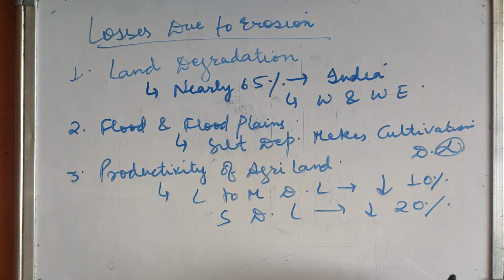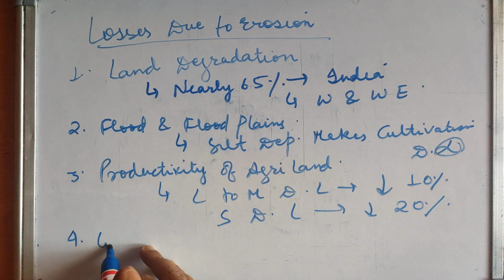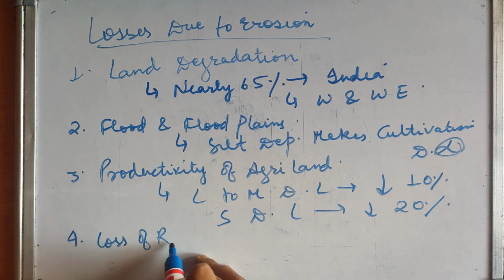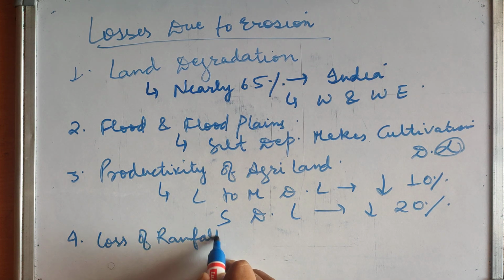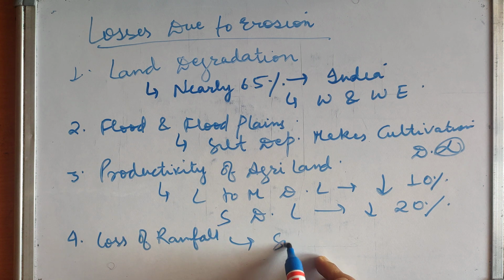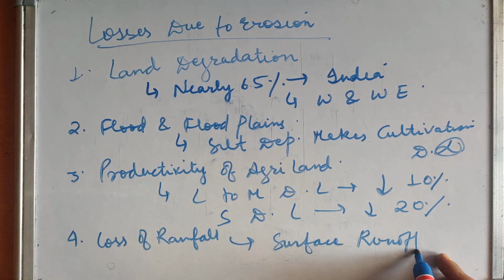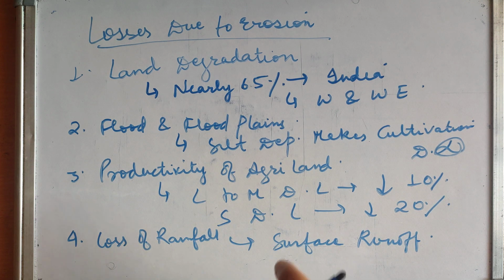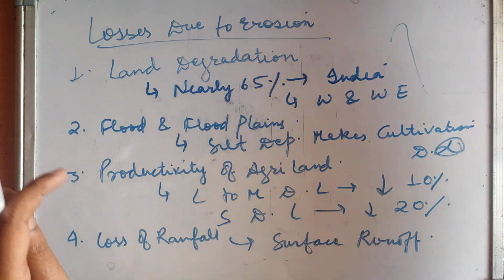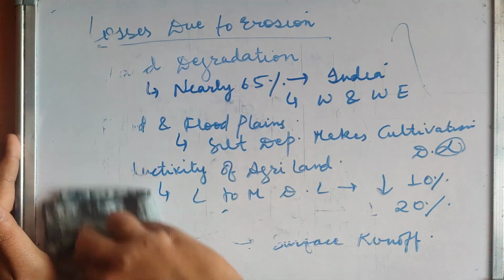Loss of scarce rainfall through surface runoff, which also causes erosion. So what happens when gullies and rills are formed? The rainfall is lost through these gullies as surface runoff. Moving on to the next point.